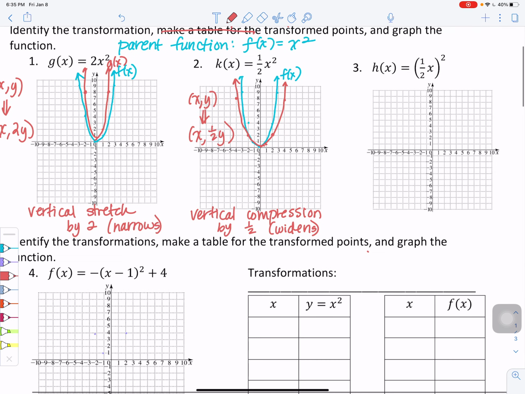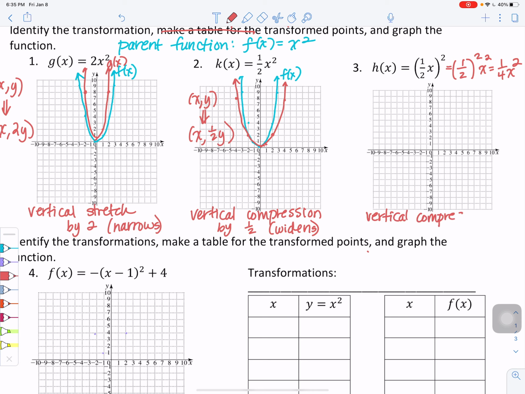This time, let's go ahead and rewrite this as 1/4, and let me show you why. This is 1/2 squared times x squared, which is 1/4 x squared. So now we have a vertical compression by 1/4. So it's even wider. All of our y values are now 1/4 of what they were on the parent function. (1, 1), (2, 4), (negative 2, 4), (3, 9), (negative 3, 9).